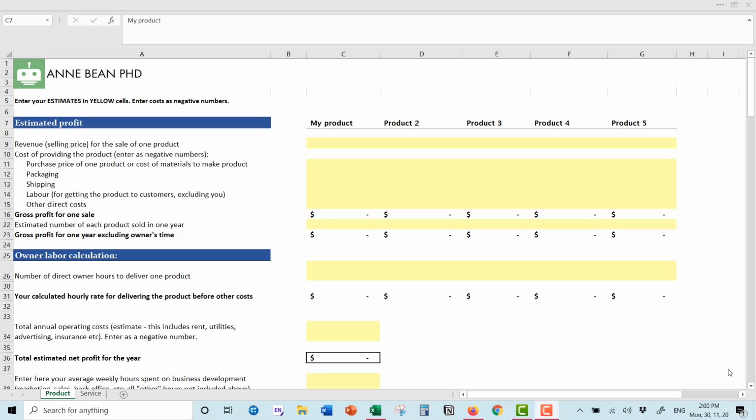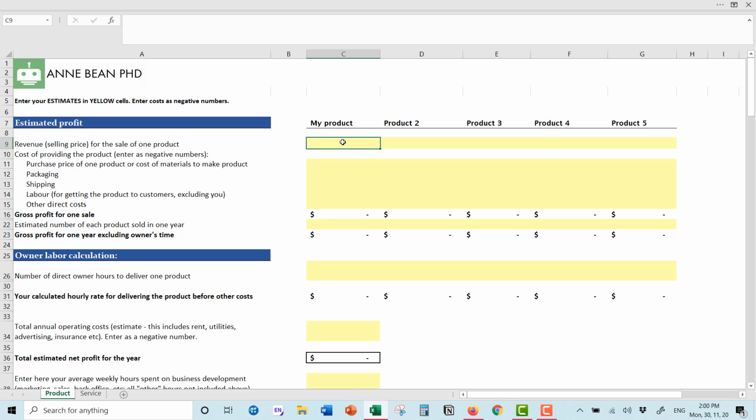You open the spreadsheet in Excel and you can see down the bottom there's two tabs, one for products and one for services. So depending on what you sell, select the appropriate tab. Today I'm going to complete the spreadsheet for selling a product. Now, across the top here, you can sell up to 5 individual products. If you have more products than that, you can't do them in this spreadsheet. In this case, I'm just going to have one product.